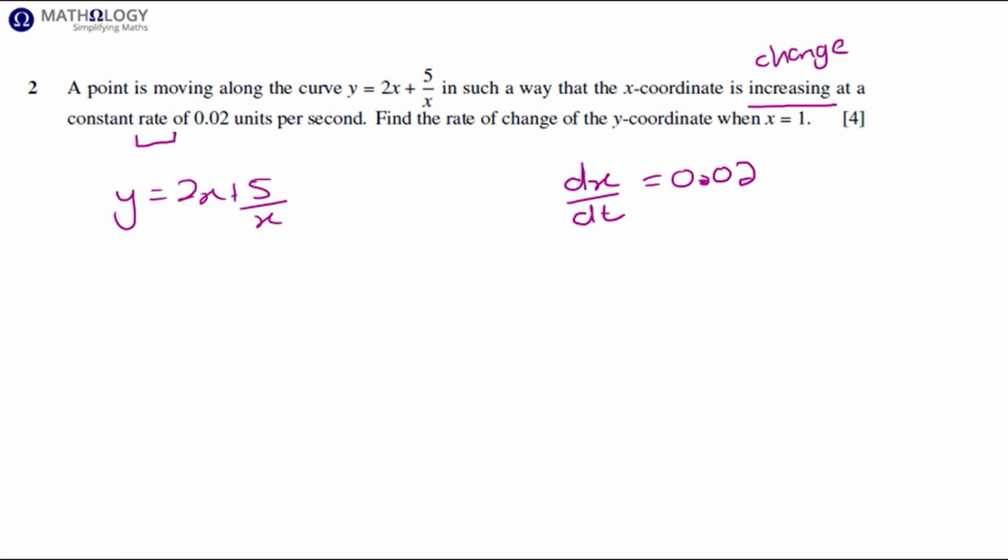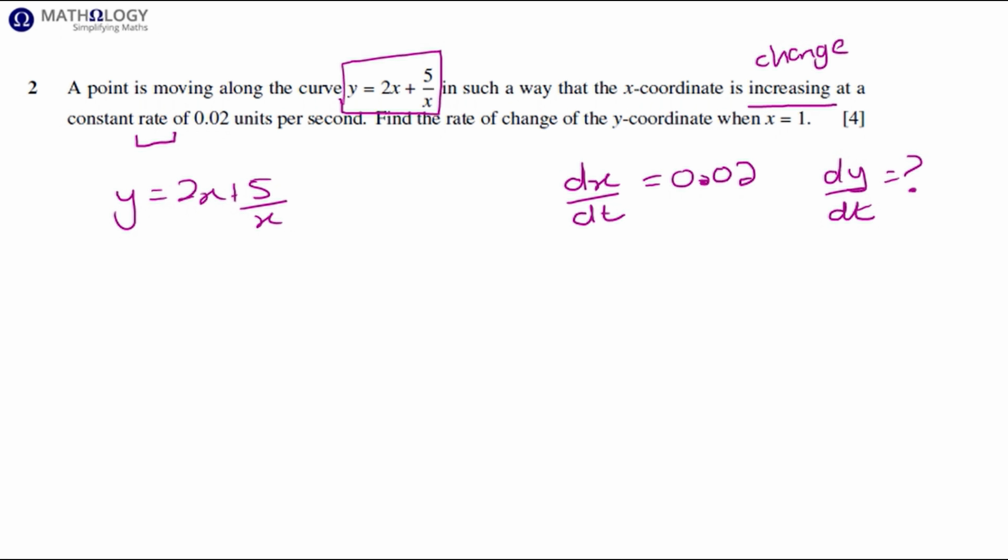We're required to find the rate of change. So again, change is indicated with d, the change of the y-coordinate. So we are looking for dy/dt. That's what we're required to find when x equals 1. We now have two differentials, dx/dt and dy/dt, and we need to now relate this to the curve that's been given to us.